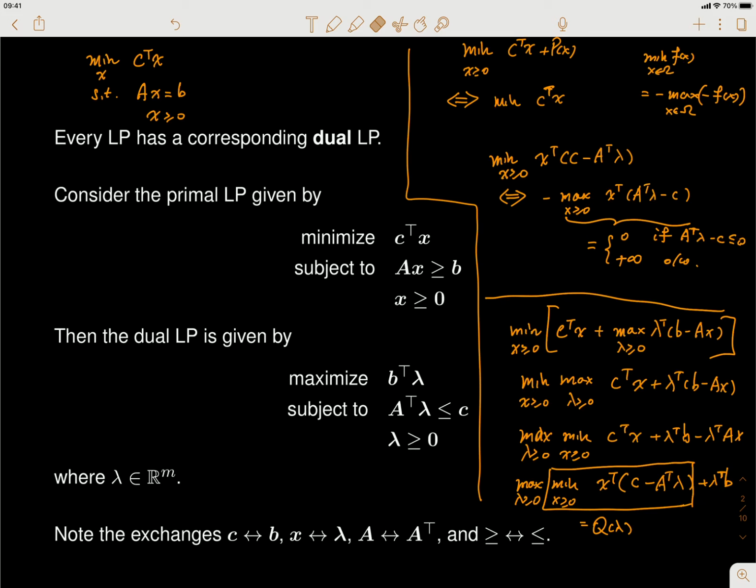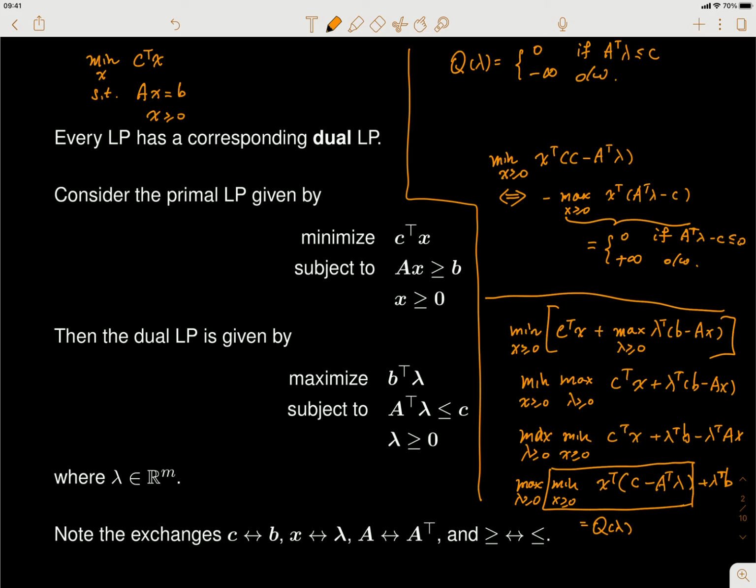Let me just write it here. Okay, the same as A transpose lambda minus C less than or equal to 0. It's the same as this, and then this. So that's my q of lambda. I'm going to plug this right here into this, so I know what this one is. Now I'm just going to continue writing it.